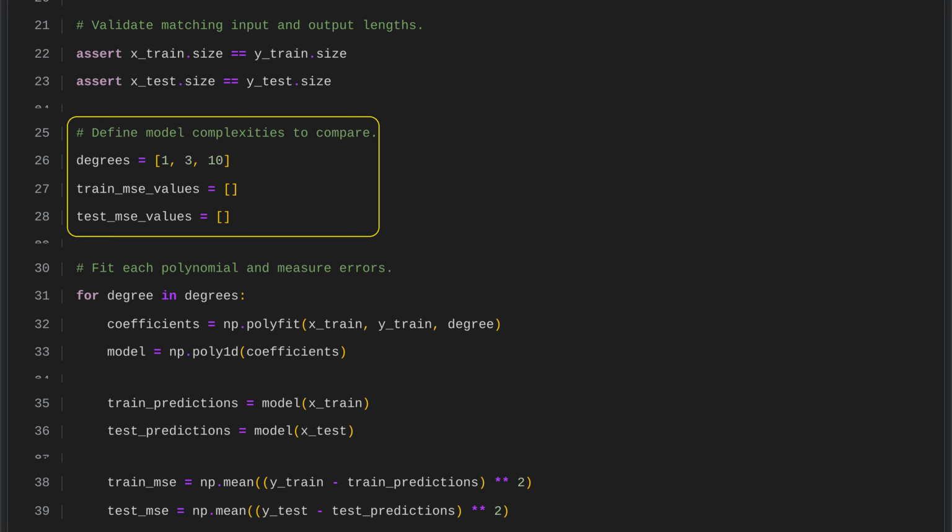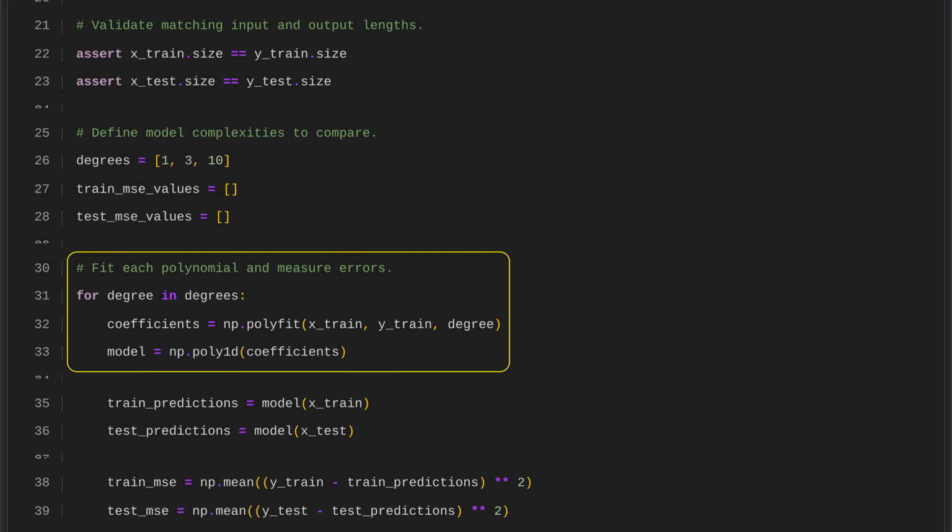We compare model complexity using polynomial degrees 1, 3, and 10. For each degree, we will record the mean squared error on both the training and testing data, so we can see how performance changes as the model becomes more complex.